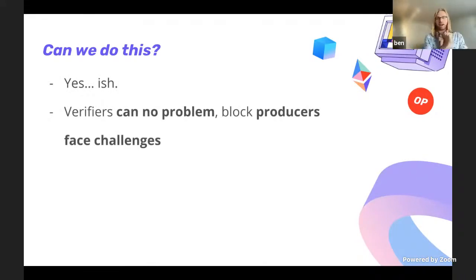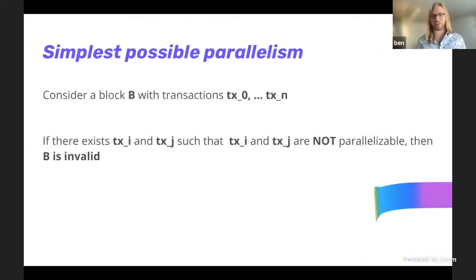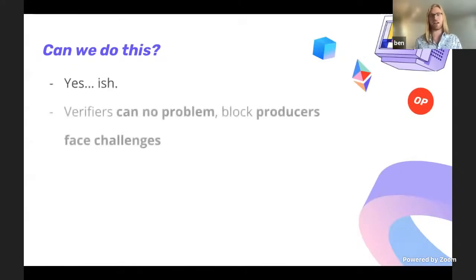From the perspective of a verifier, someone who is taking the chain and checking that it's valid, there's no problem with this condition. It's a very simple condition to check. As part of your processing, you look at the result and say, did these things intersect? Yes, they did. Therefore, it's not parallelizable, and it's an invalid block. The problem comes from block production, because block producers don't know whether or not two transactions are going to intersect without running them, and they have to choose them somehow.